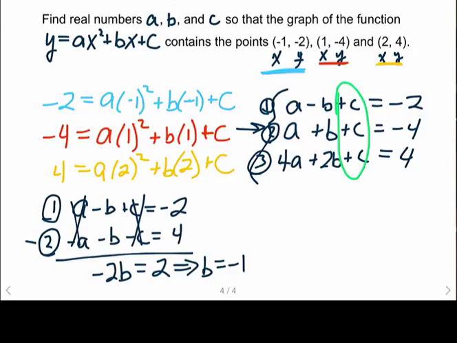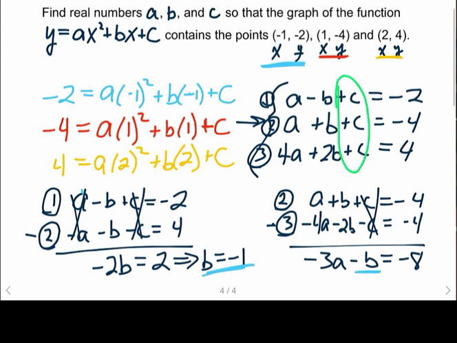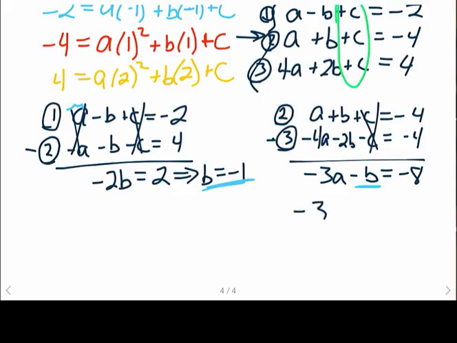And so what I'm going to now do is take equation 2 and subtract from it equation 3. And so I have a plus b plus c equals -4, and -4a minus 2b minus c equals -4. The c's will subtract out, and we end up with -3a minus b is equal to -8. Since b is -1, when I substitute that value, I end up with -3a plus 1 is equal to -8. So -3a is equal to -9, and a is then equal to 3.